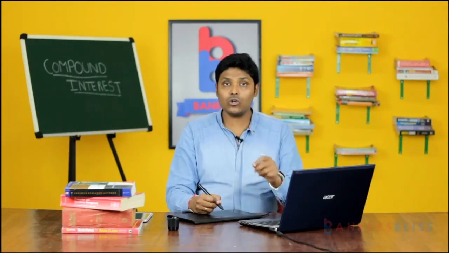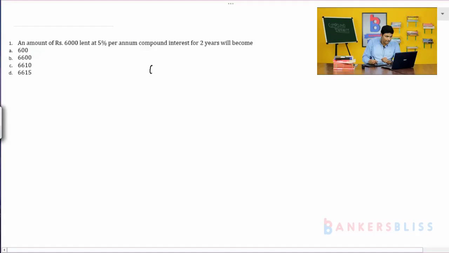Okay, so if I solve conceptually, consider the principal amount as rupees 6,000. So next, 5% on 6,000. How can you calculate the 5%? 10% by 2 you can calculate. So 10% is 600, 5% is 300. So 6,300 is the total amount you got after 1 year.